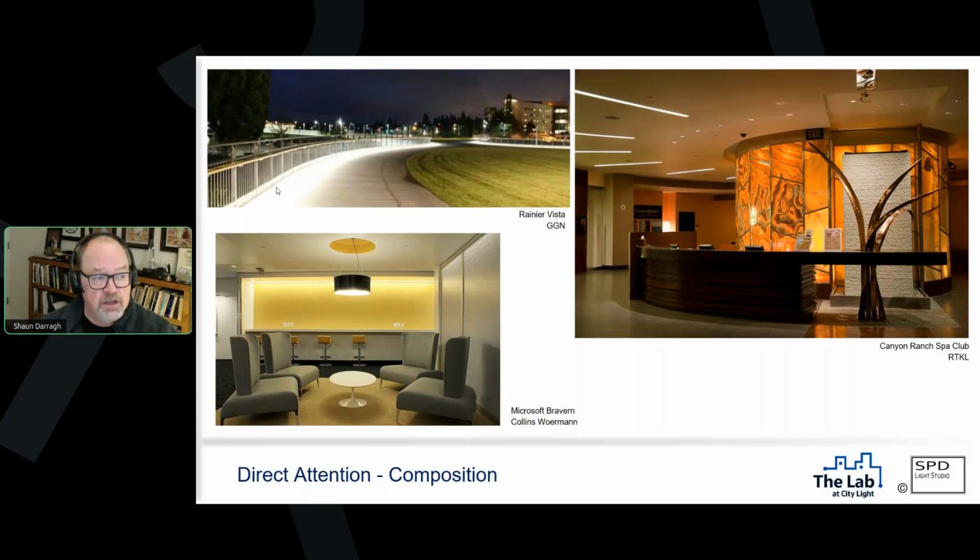So rather than putting in poles, rather than using a lot of energy to light a big area, we're actually lighting a pathway. Or here at the Canyon Ranch Spa Club, we're using a small amount of light to make this onyx system glow to draw your attention into it, and then highlighting it with the radial pattern of the lights here that all serve to draw your attention to where it needs to be.